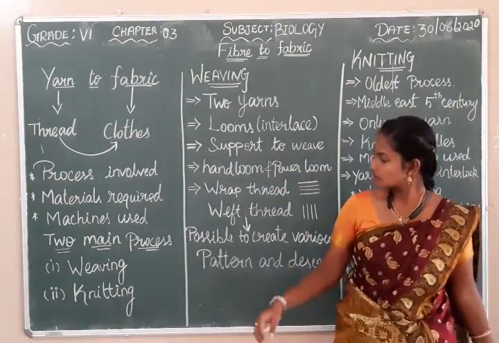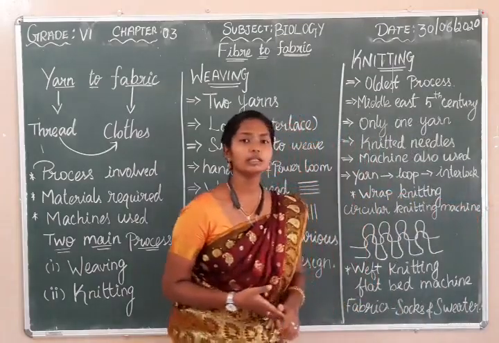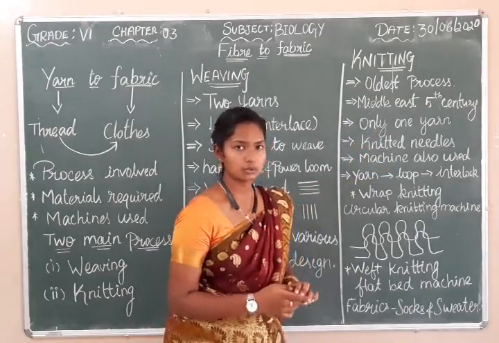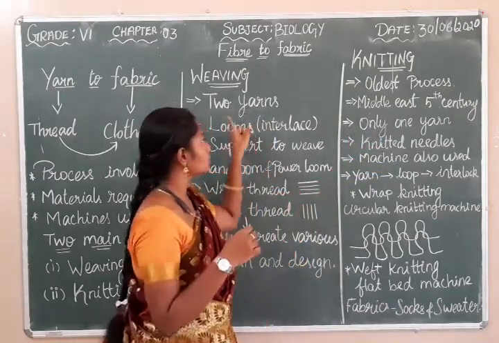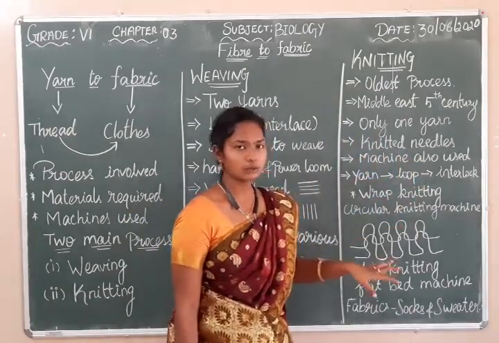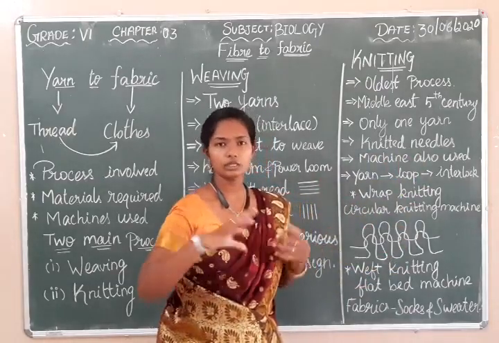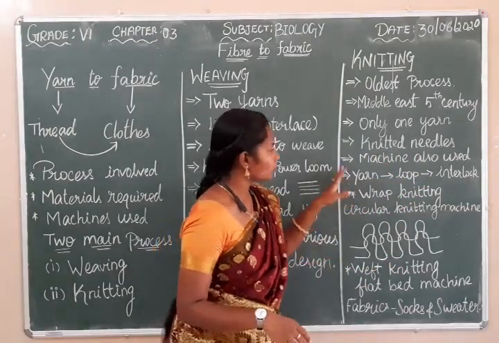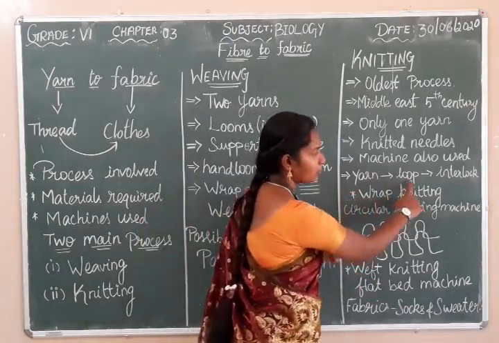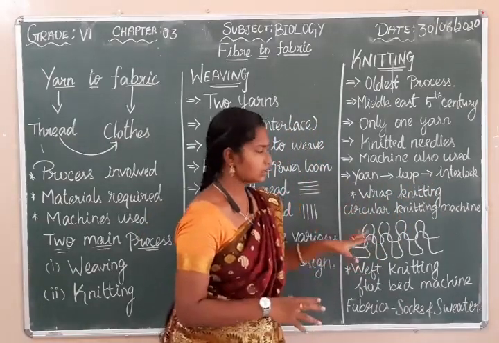Next process is the knitting process. Knitting is the oldest process, followed in the Middle East in the 5th century, and here only one yarn is used. In the weaving process we need two sets of yarn, but here only one yarn is used, and knitting needles are also used. Nowadays we are using machines which can produce in large amounts. The process followed here is that the yarn makes a loop, and this loop gets interlocked to form a fabric. This is the process in knitting.